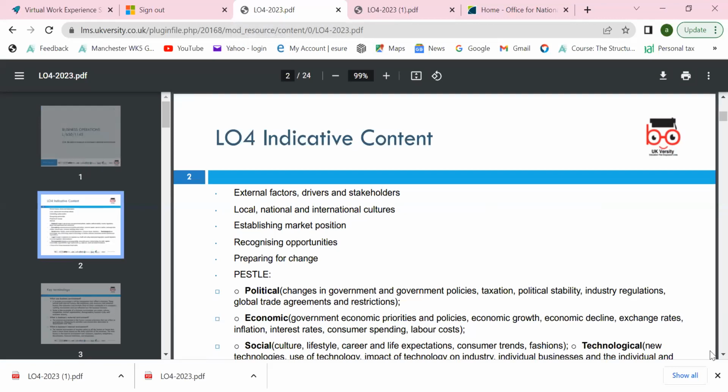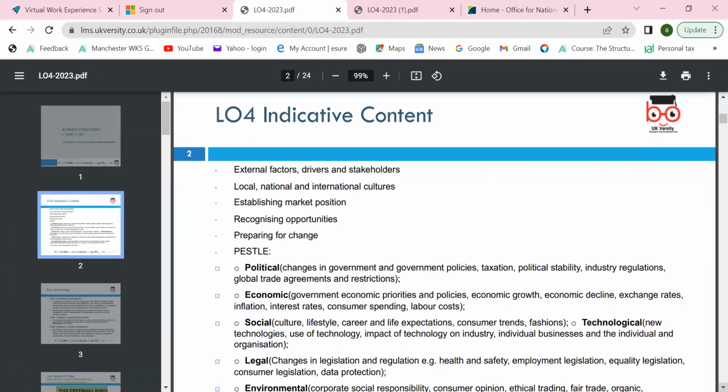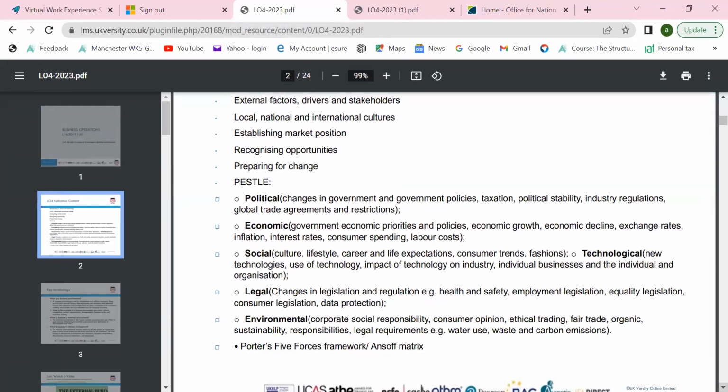No. Okay, so then social factors, we can look at changes in legislation, lifestyle, career, life expectation, consumer trends, fashion, the social trend as a society. What is happening in technology, we can look at new technology, technological advancement. Legal, we can look at different legislation. Environment, we can look at eco, corporate social responsibility, carbon footprint, sustainability. These are the key concepts which we can look at.